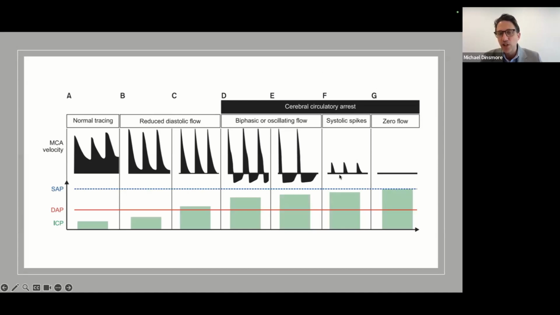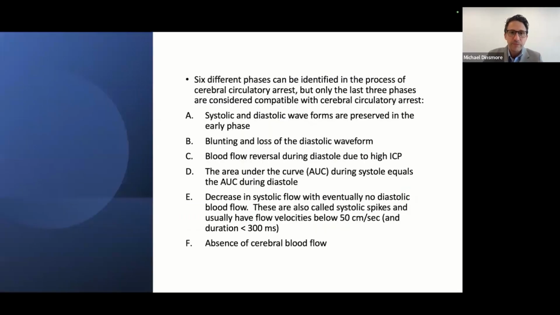So again, it's important to show these first steps for cerebral circulatory arrest, where you see an oscillating or backflow, then potentially the systolic spikes. And once we have 0 flow, we can say confidently that this has progressed to 0 flow. If you just have 0 flow and you haven't seen any of these other things, you cannot say anything definitively, because you just don't know if your scanning technique is good enough. Okay, so again, these are the 6 different phases that we identified in the process. I won't go over that again.